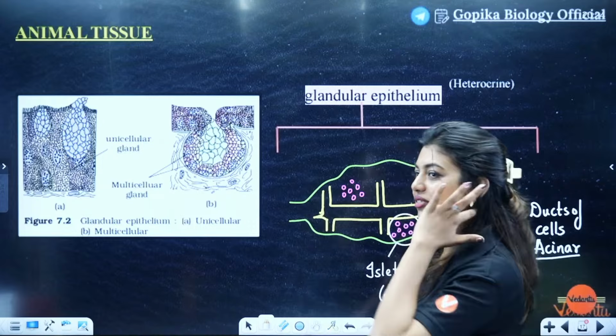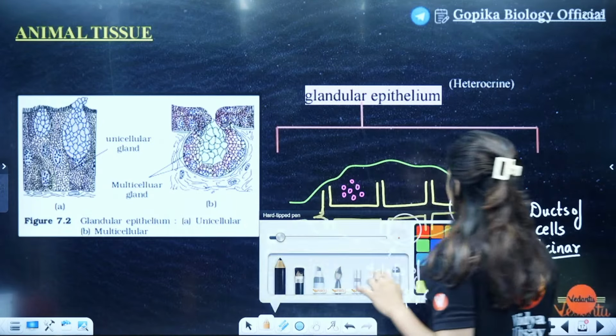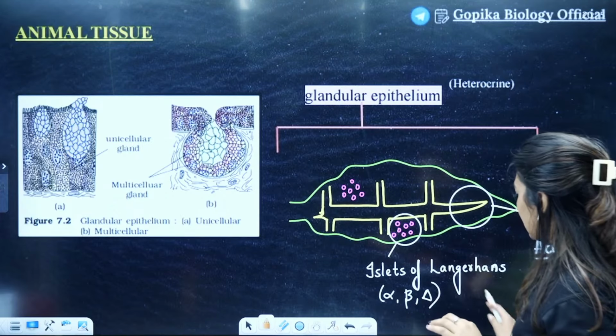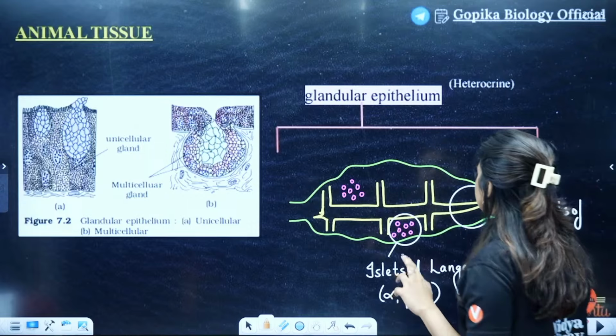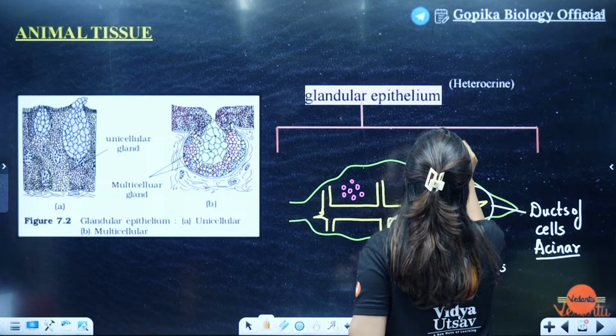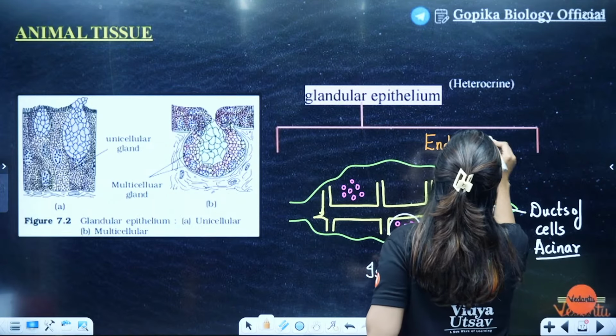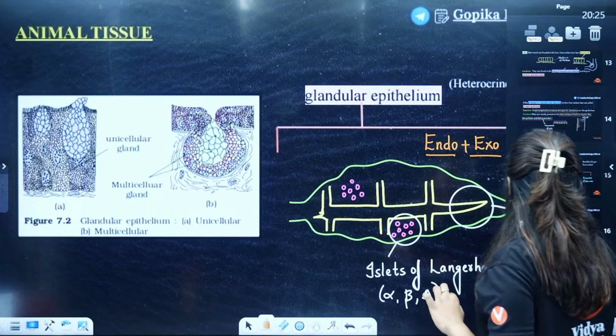Yes, perfect. Okay. Clear to all of you? Yes or no? So look here: islets of Langerhans, alpha, beta, delta, ducts of the cells. That means the pancreas will have endocrine as well as exocrine activity. Okay, endo plus exo. Done. This is your cell.